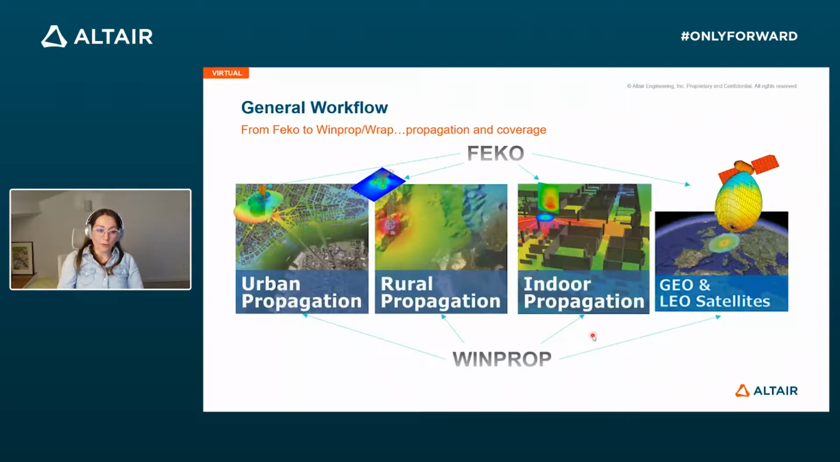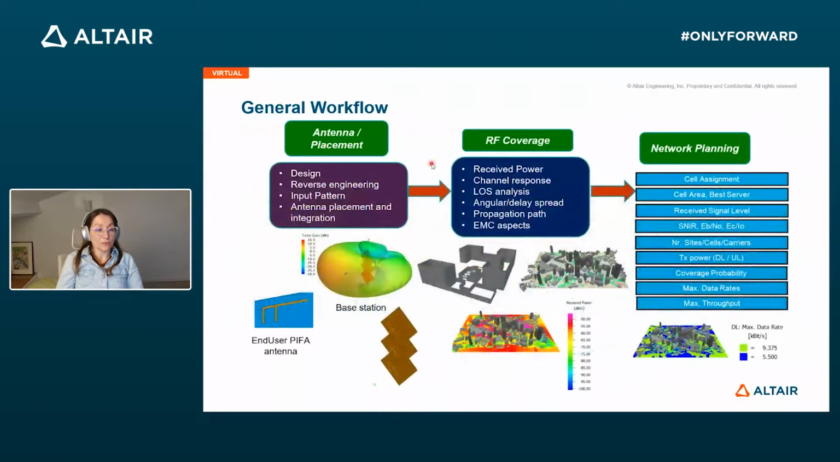So to go a bit more into details regarding the workflow. We first start with the antenna placement, as I've mentioned, and that is done with Feko. So the design, in some cases, we have to do reverse engineering instead of designing from scratch, and we can perform some analysis about the placement and integration of this antenna, all this in Feko. Once we move into Windprop, we have the possibility to perform some RF coverage simulations and access some received power results and channel response, line of sight analysis, and much more.